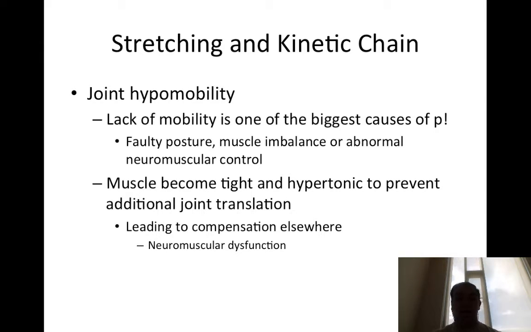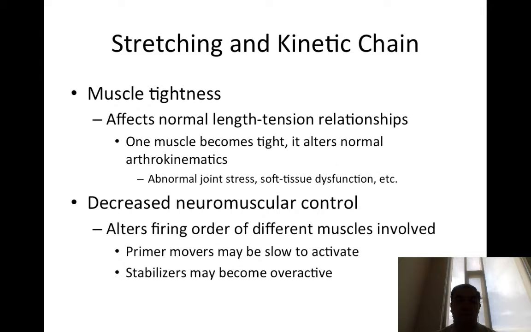Muscles can become tight and hypertonic to prevent additional joint translation. So they can become tight and hypertonic to prevent additional movement of that joint. This leads to compensation elsewhere, or neuromuscular dysfunction. So muscle tightness affects normal length tension relationships. Once a muscle becomes tight, it alters normal joint arthrokinematics, right? It can cause abnormal joint stresses, soft tissue dysfunction, more. There's so much more it could cause, right?